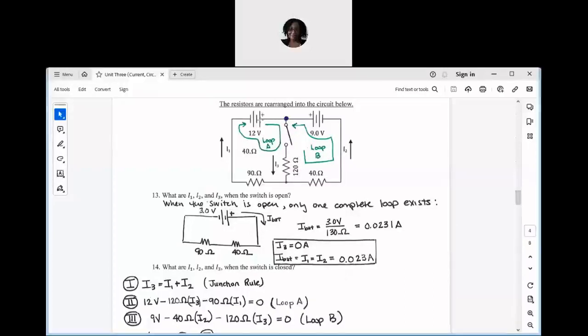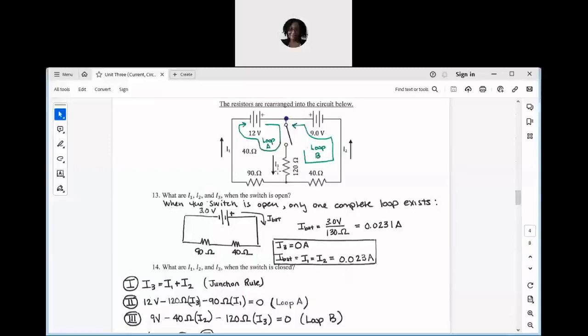So starting at the negative terminal of the 12 volt battery is where I'd want to start. So I have a positive potential difference of 12 volts. As I move through this loop, I3 is the same as the direction that I've chosen because I'm going clockwise. So I3 times 120 is something I'm going to subtract off. At this point here, I1 is something I can apply to that 90 ohm resistor. So I'm going to subtract 90 ohms times I1, and then I'm back to where I started, so that's 0.